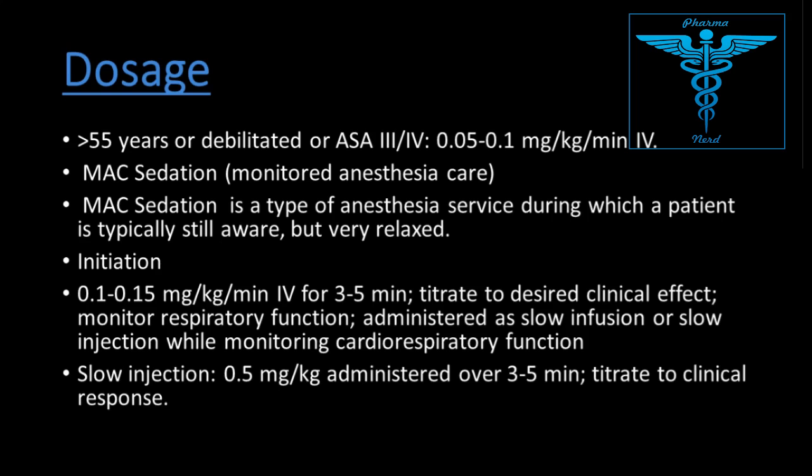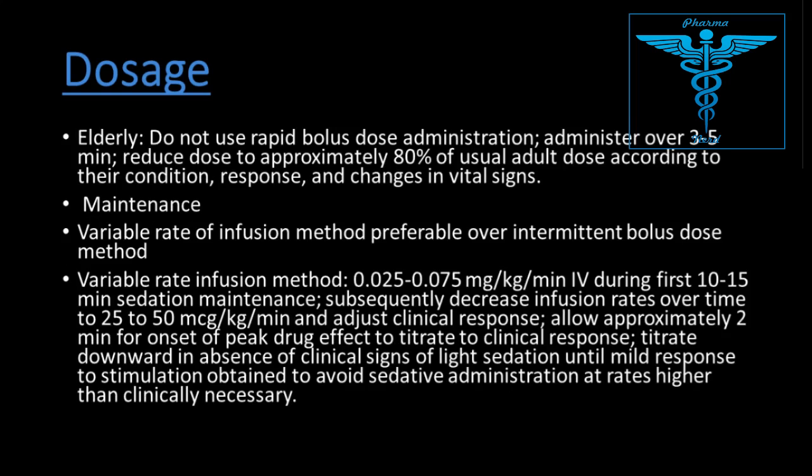Administered as slow infusion or slow injection while monitoring the cardiorespiratory function. Slow injection 0.5 mg per kg administered over 3 to 5 minutes. Titrate to clinical response. In elderly patients, do not use rapid bolus dosage. Rapid bolus dose administration over the 3 to 5 minutes.